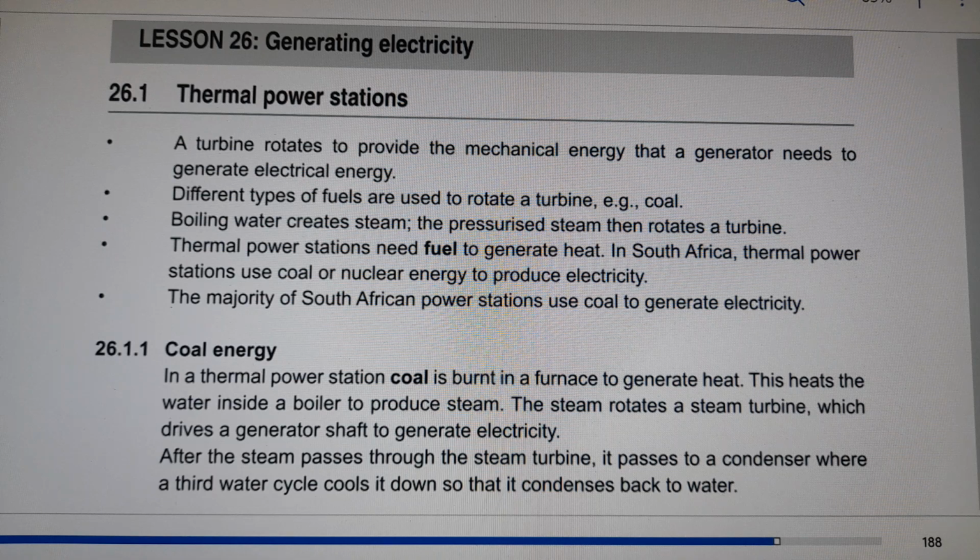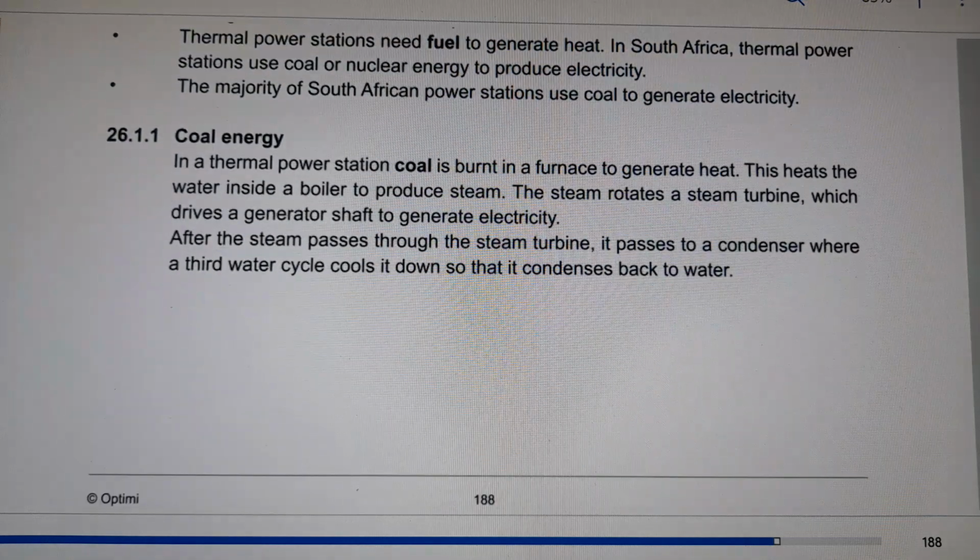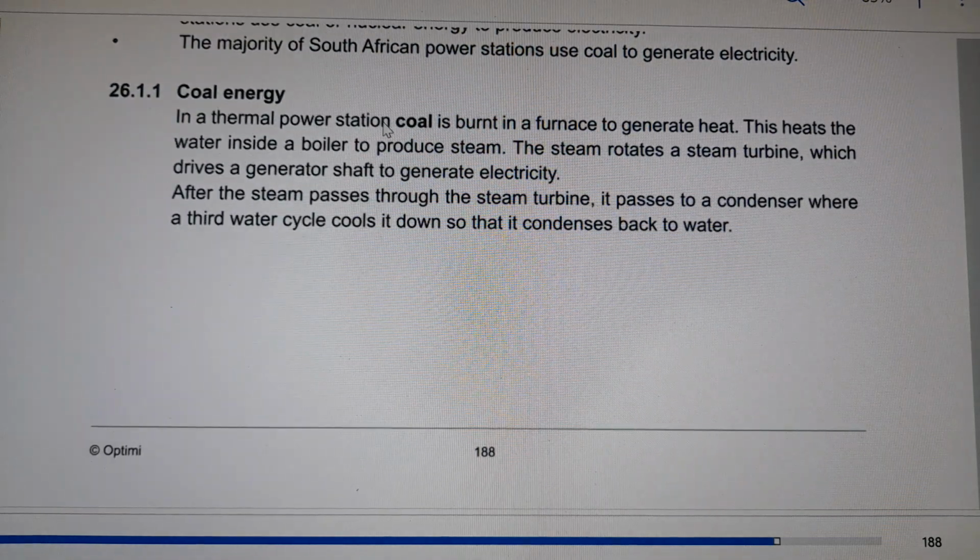Now let's look at coal energy. In a thermal power station, coal is burnt in a furnace to generate heat. This furnace is called a boiler. So coal is burnt in a boiler or the furnace to generate heat. This heats the water inside the boiler to produce steam. The steam rotates a turbine which drives the generator shaft to generate electricity. So this paragraph is very important because this is how electricity is generated.